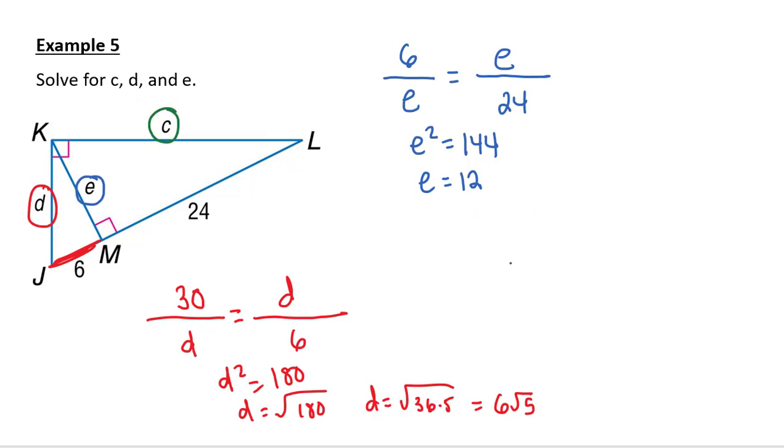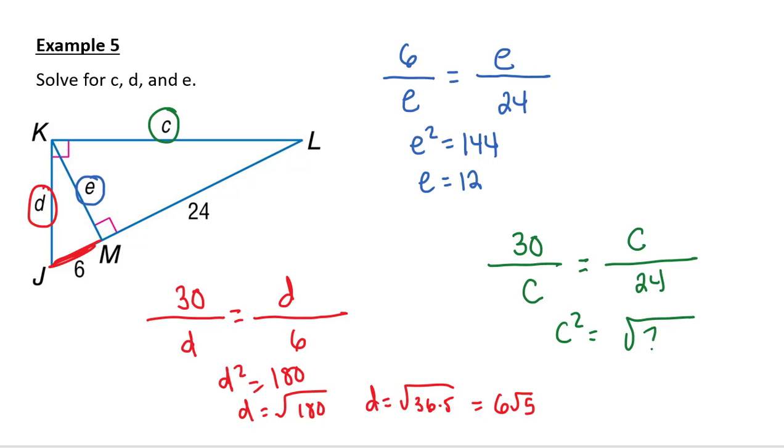C. Again, another leg geometric mean. C is the geometric mean between my whole hypotenuse and the little piece here that's adjacent to it. And that simplifies to 144 times 5. So that is 12. The 12 breaks out of my radical. 12 root 5.